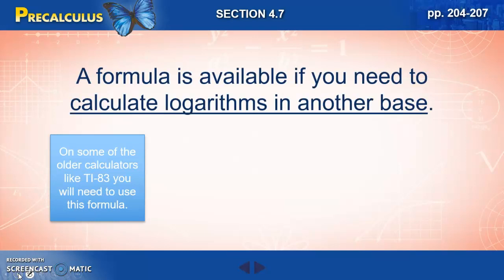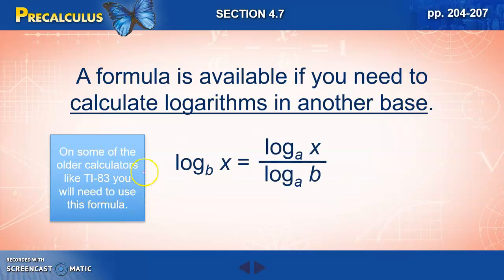Now, a formula is available if you need to calculate logarithms in another base. So far, we've just been looking at base 10. On some of the older calculators, like the TI-83, they only do logs in base 10. And so if you're trying to solve a problem that's not in base 10, first you're going to have to convert it to base 10 before you can put it in your calculator. But don't worry, this is an easy plug and chug formula. And the formula is this.